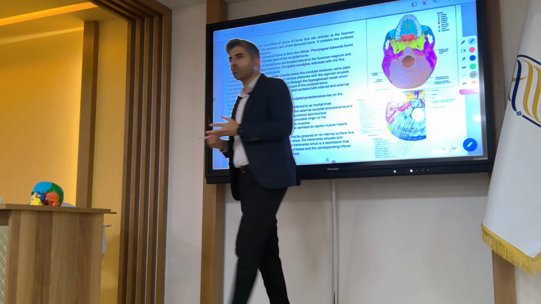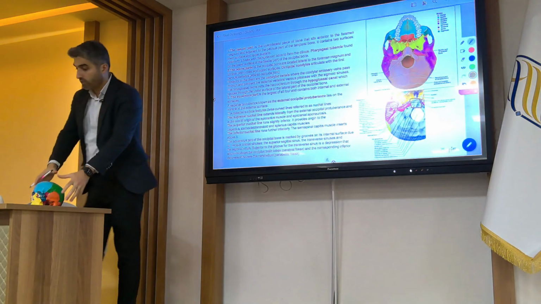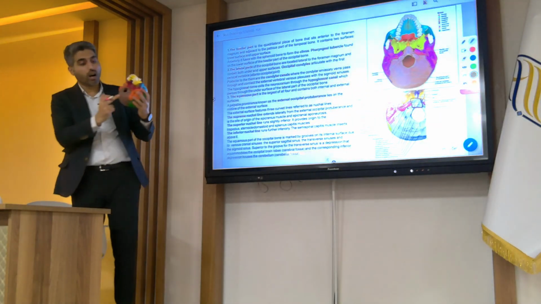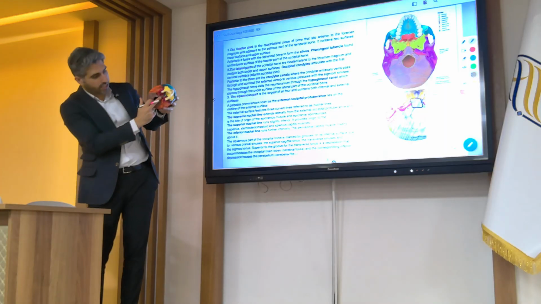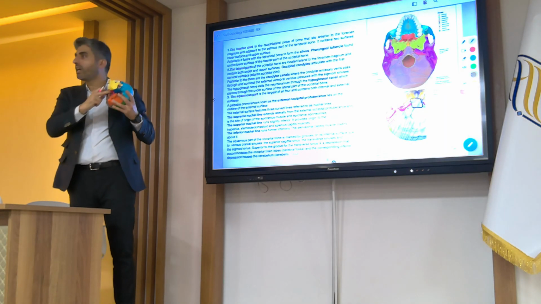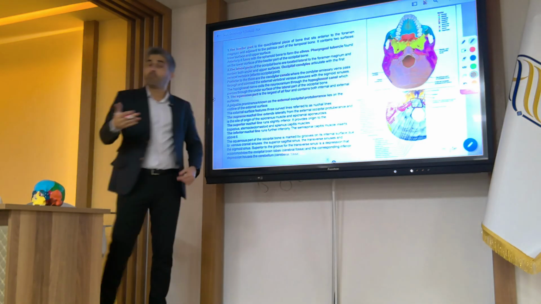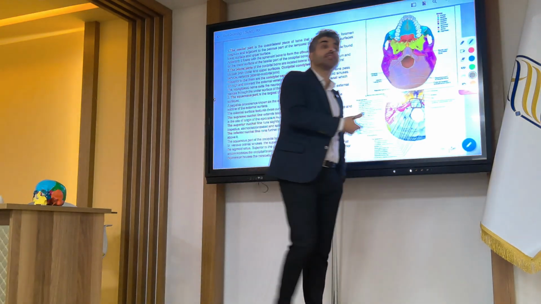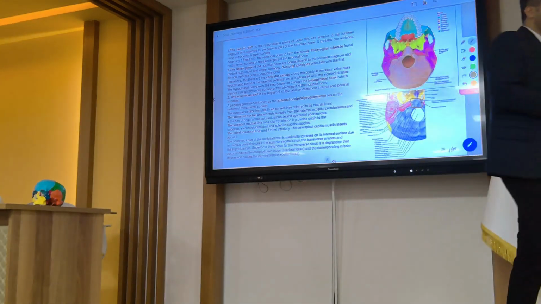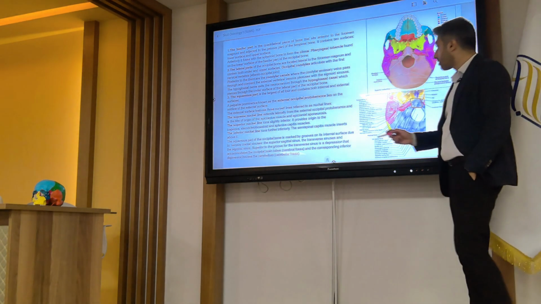The basilar part is attached to which bone? Sphenoid. Very good. The basilar part of the occipital bone is here, anterior side of the foramen magnum, goes anterior and attaches to the sphenoid. Because it's in the base, we say basilar part. The basilar part has a tubercle on the external surface.